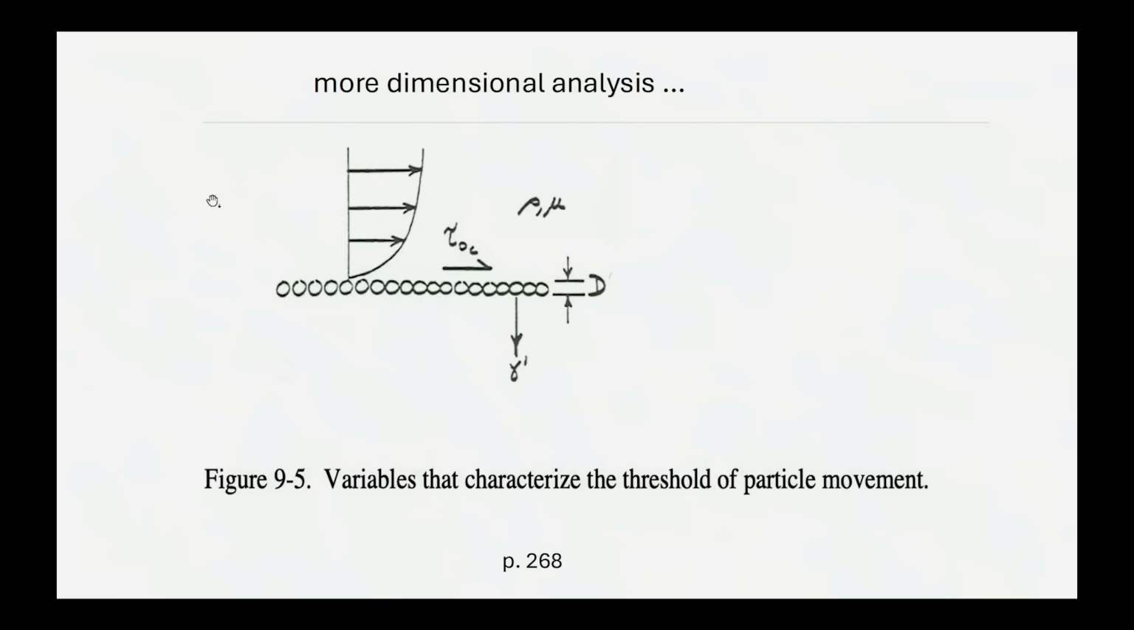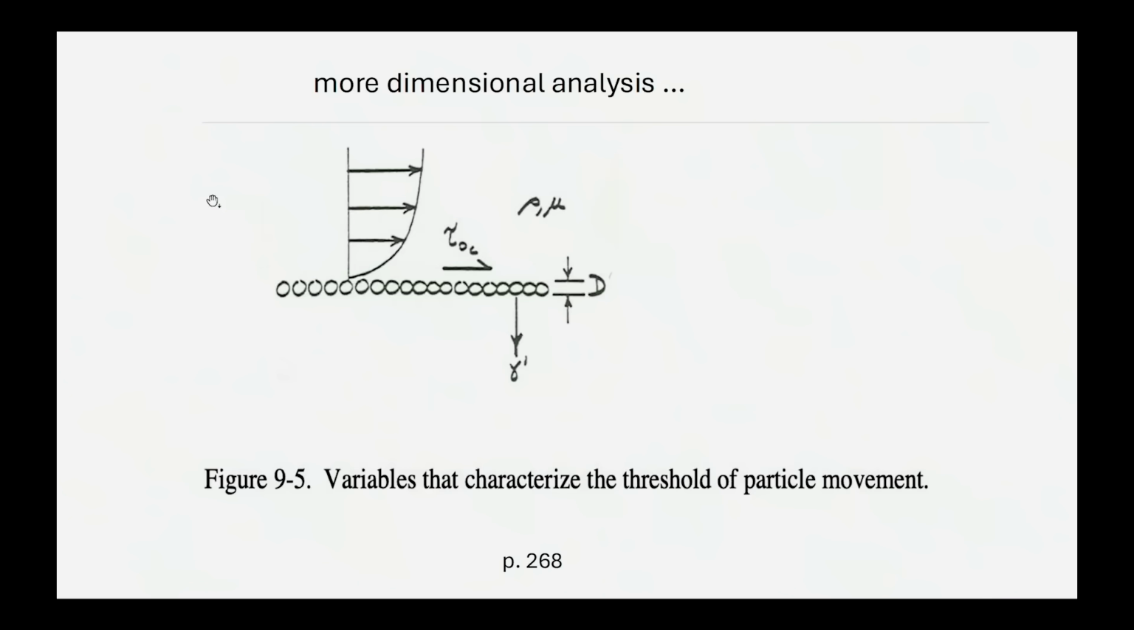So here's a flow over a granular bed, a loose granular bed. And what do we need to worry about? We need the boundary shear stress. That's what moves the sediment. We need the particle size. You also need rho and mu, the fluid properties. But we also need the specific weight, the weight per unit volume of the sediment.